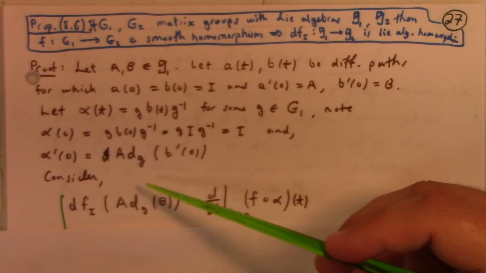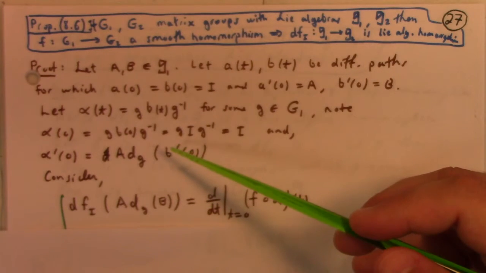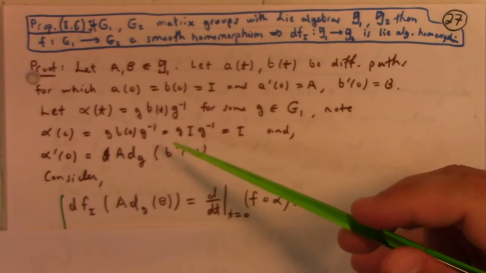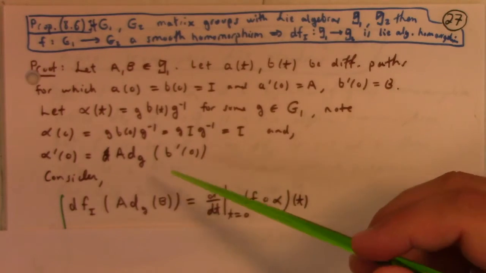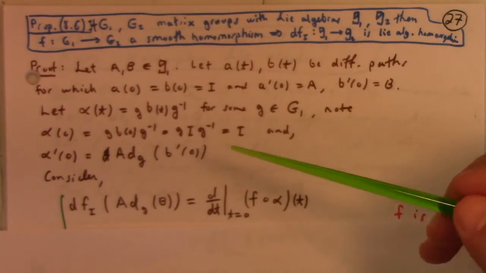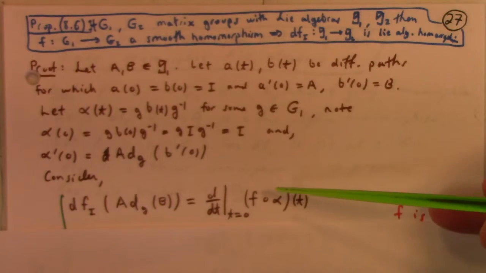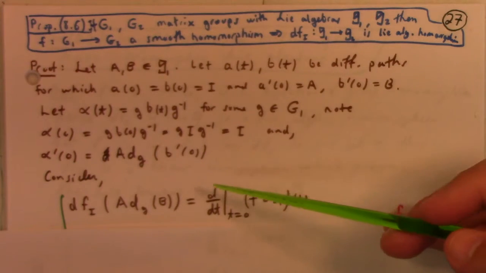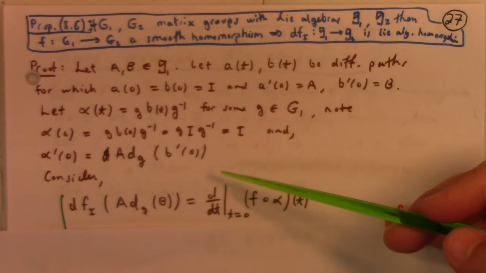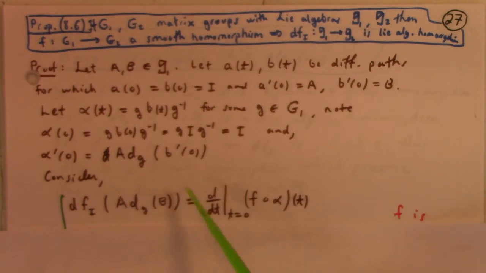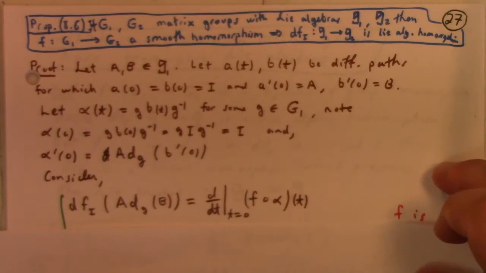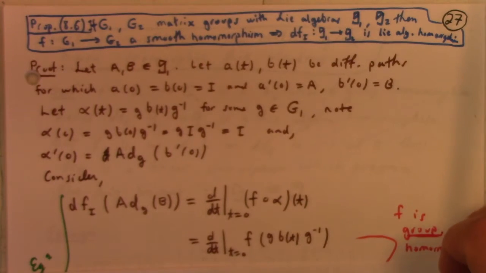Well, how do I say this? I mean, that's just directly from what we wrote above, but, well, again, this is alpha prime of 0, right? So df sub I of alpha prime of 0 is the derivative with respect to t of f composed with alpha. That's the differential in curve notation, all right?